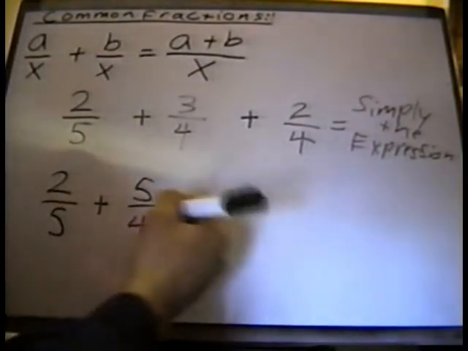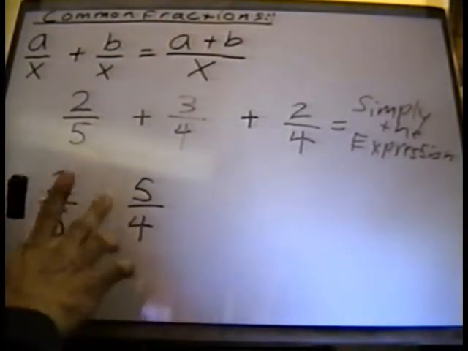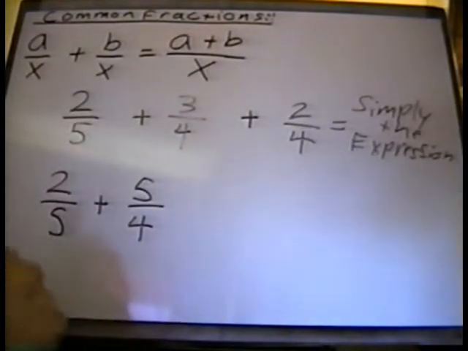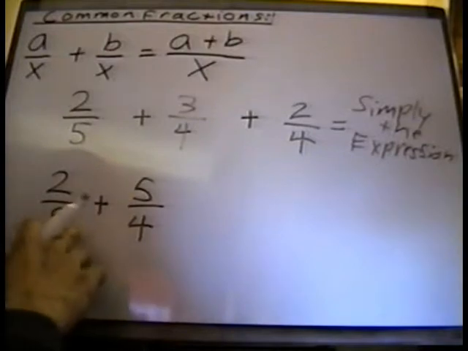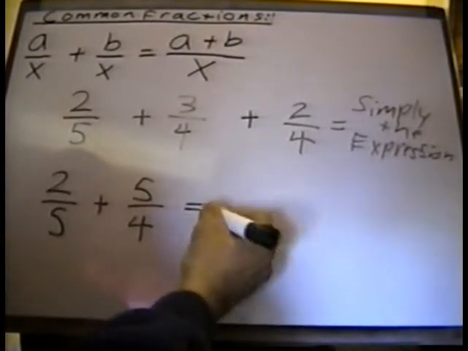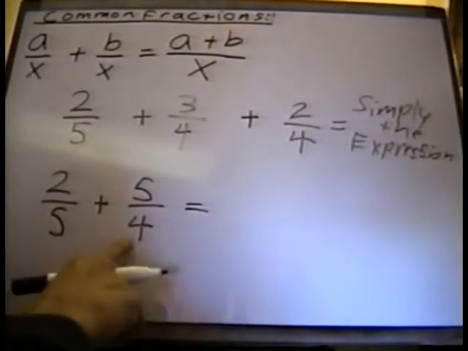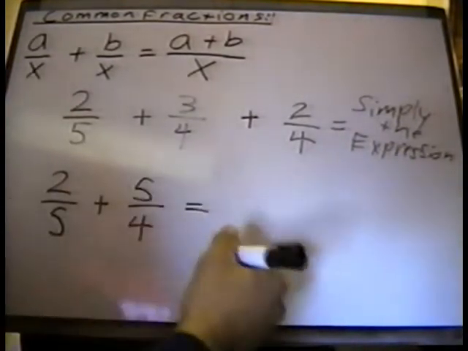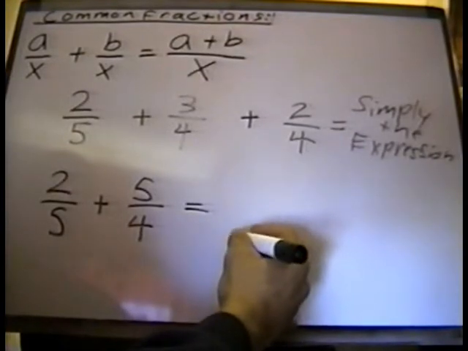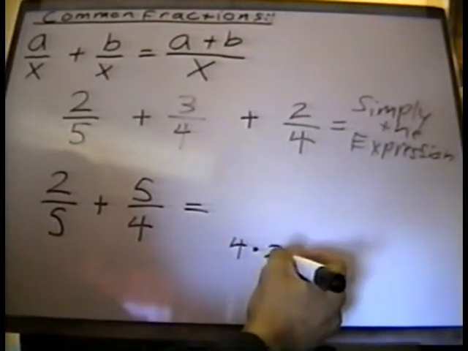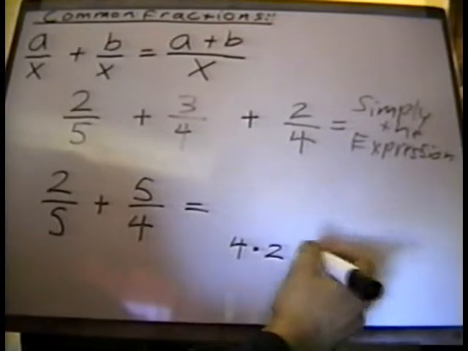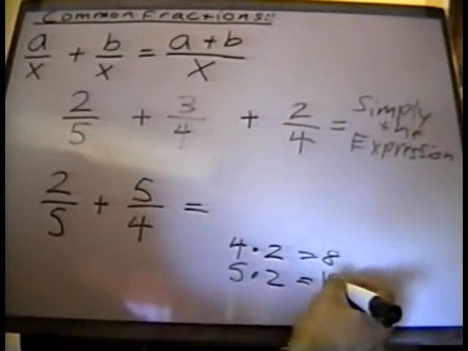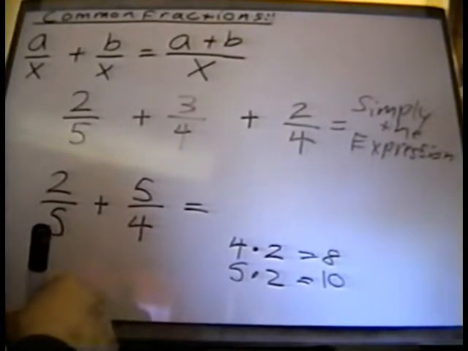Two-fifths plus 5/4. Now we have to convert both of these into like denominators. We cannot add them because they're different, so now we want to try. Well, let's see what happens when we multiply 4 by 2. That gives us 8. If we multiply 5 by 2, that gives us 10.